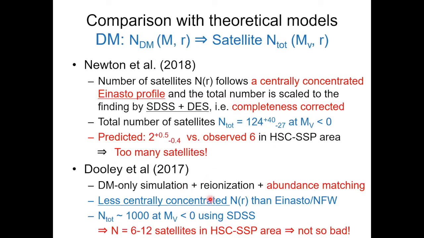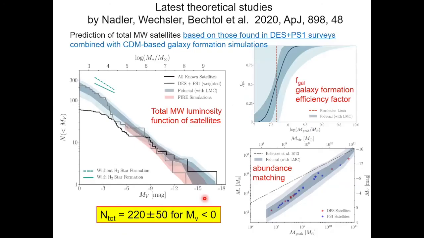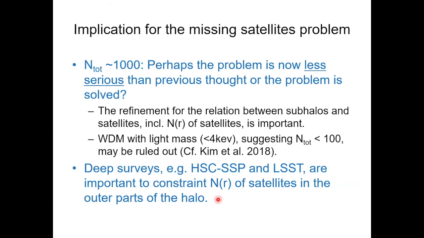But this work also does not consider the actual number distribution of the satellites in the outer part of the halo. So there's still uncertainty. Sorry, it's a complicated part. So what is the implication for the missing satellite problem? Probably the problem is now less serious than previously thought, or the problem might be solved. But as I said, we need to refine the relation between subhalos and satellites, including the spatial distribution of satellites as a function of the distance from the galactic center. This is very important.